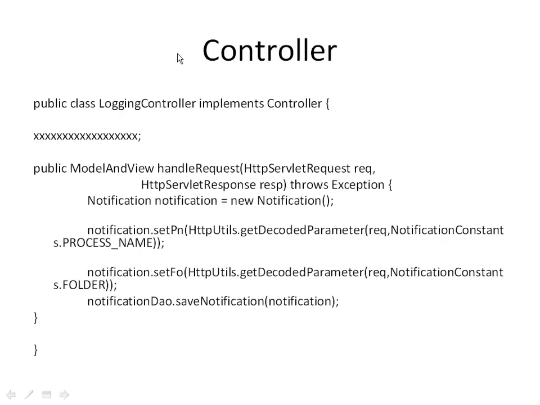Now let's see the controller layer. I have a login controller which takes an HTTP request. From the HTTP request, I get my data: the name of the process and the name of the folder. Then I populate my notification model, and once my notification object is populated, I tell my notification DAO to save the notification.